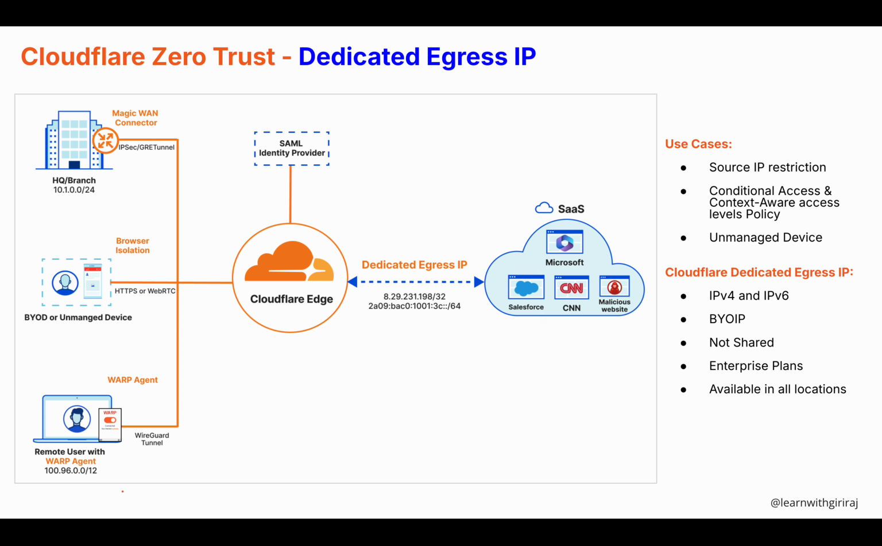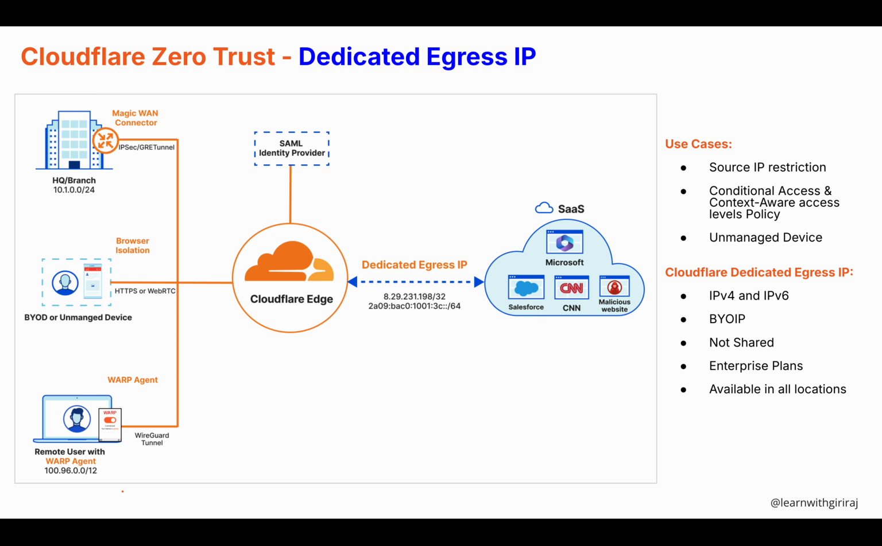Some customers, especially if you're in financial sectors or if you work with government agencies, provide strict rules to allow connection to the SaaS application only from a specific public IP address. In order to solve this problem, Cloudflare Zero Trust provides the ability for our enterprise customers to use a dedicated egress IP. So by using a dedicated egress IP, one of the common use cases is that you can lock access to your SaaS application using a specific public IP assigned by Cloudflare to your organization.